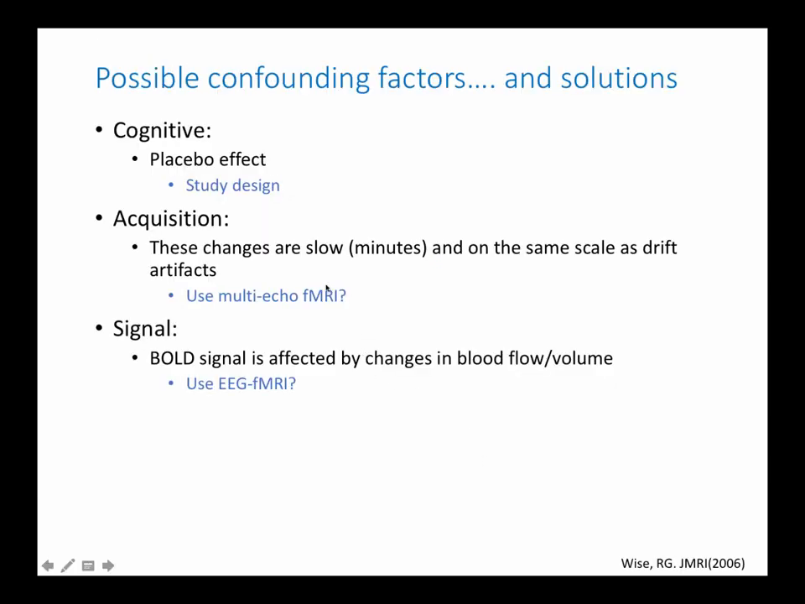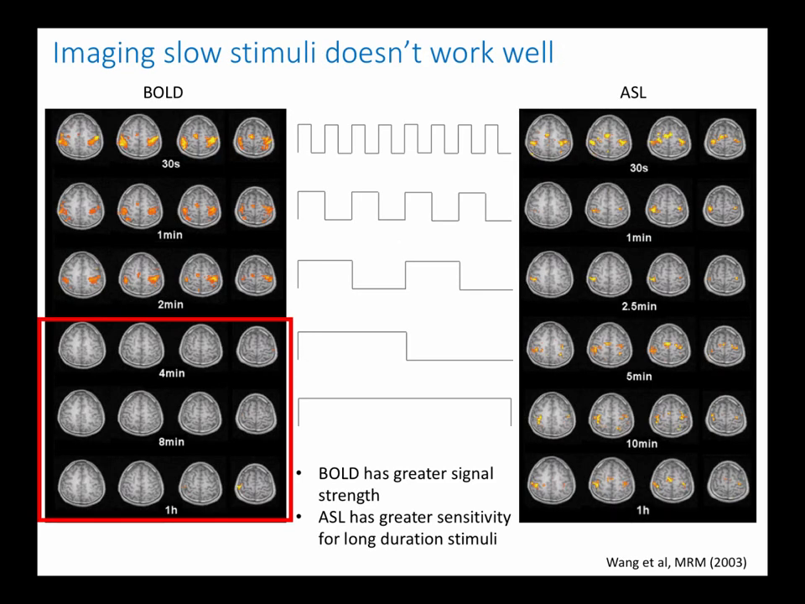So now on to looking at acquisition issues. If you're trying to look at something during an infusion, and you're trying to image something where the effect takes about 10 minutes, those are really slow changes, and they're at the same scale as drift artifacts. So let me show you exactly what I mean. If you're looking at BOLD response, a lot of the tasks, say you have a block design, are pretty short, about 30 seconds on and off.